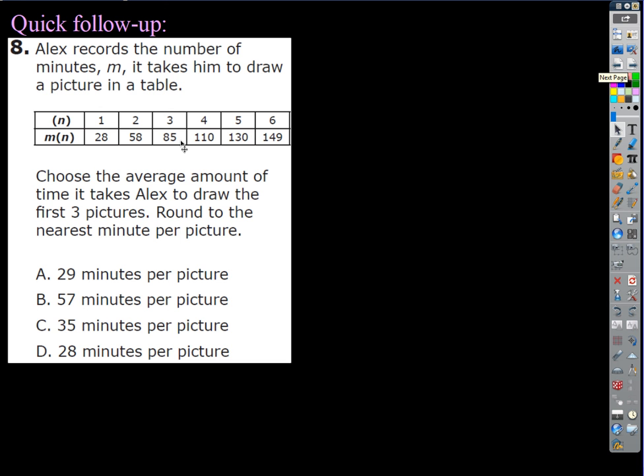Nope, you don't even have to do that. This is cumulative, right? This is a function. If I input 3 drawings, the output is 85 minutes, right? So if it takes me 85 minutes to draw 3 drawings, then isn't the answer just 85 minutes divided by 3 drawings? And what does that work out to be?